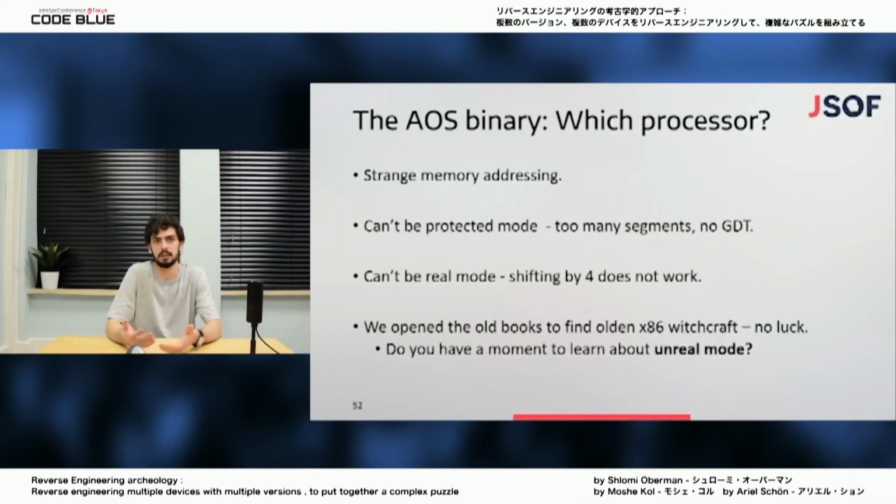We saw x86 opcodes, but the segments didn't check out. We figured it can't be protected mode because there were a ton of segments and we couldn't find the GDT in any of the firmware files. And it can't be real mode either, because a simple shift of the segment part of an address by 4 bits didn't lead to any code in the example of the far calls. So we tried to learn more about x86 and find some of the weirder operation modes to find something that fits, but we didn't have any luck.